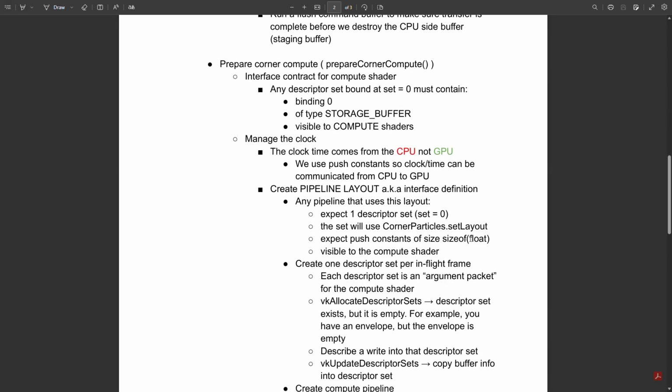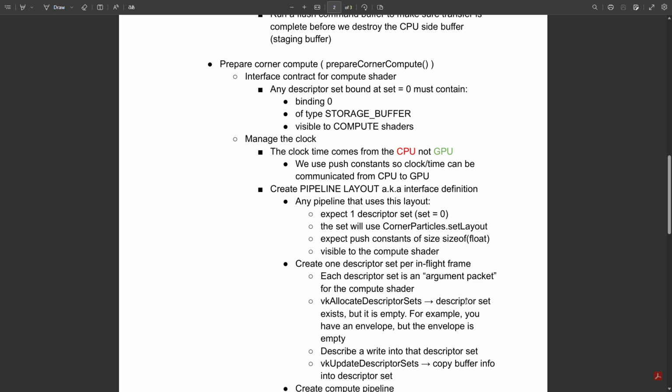Expect push constants of size float. So this part is basically this guy up here. So it's going to have push constants and it's going to be visible to the compute shader, right? We know that obviously the compute shader has to update stuff, so it has to be visible to the compute shader. Create one descriptor set per in-flight frame. So for every frame that we see in our corner particles, each descriptor set is an argument packet for the compute shader.